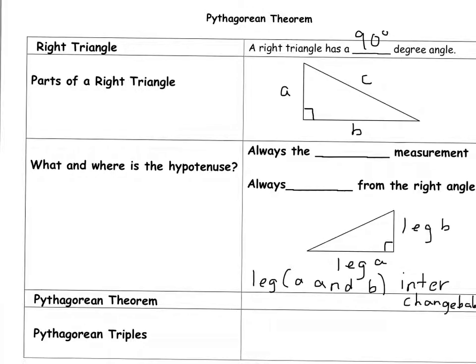What's important is the hypotenuse. And the hypotenuse, there's two things to remember about that. It's always the largest measurement. So of the three numbers, it's going to be the biggest. And remember, Pythagorean theorem has to do with distance. So it's going to be the longest distance or the largest measurement. And then the hypotenuse is always across from the right angle. So if you locate the right angle and go directly across the triangle, there's the hypotenuse.